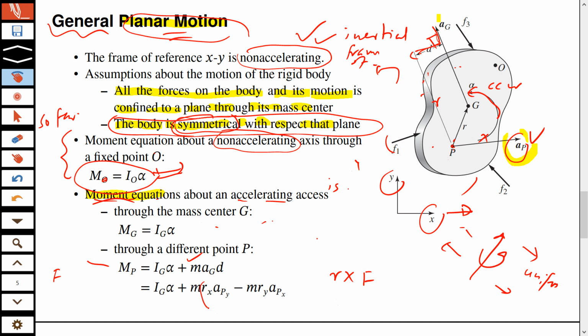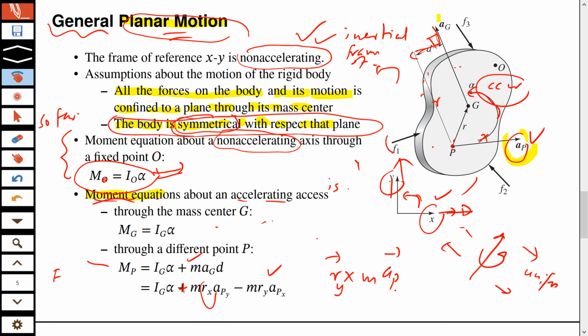So R in our case is Rx, and let's say Rx is towards the right, and F is M times APy. Now APy means that you are along the y-axis. So X is here, Y is here, and if you turn this cross product, you will get this counterclockwise out of the page. So this is plus.